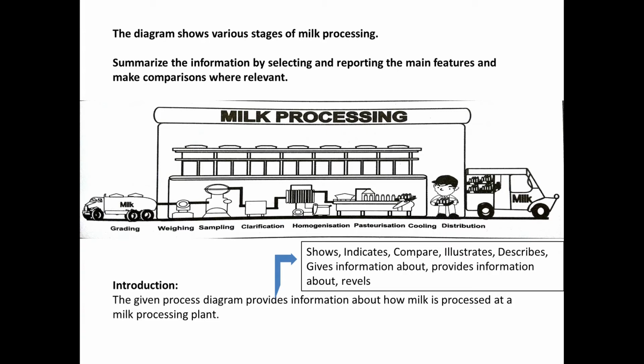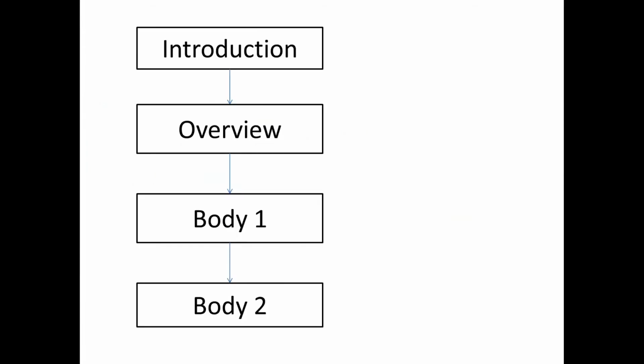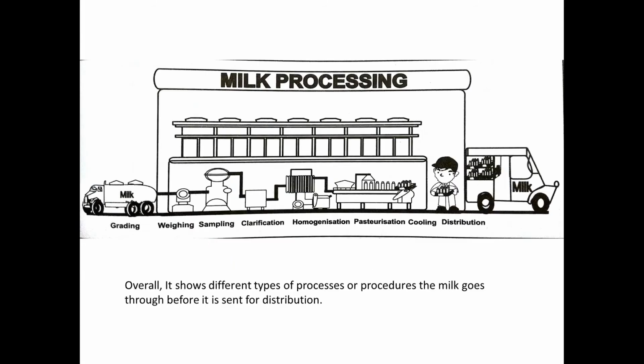So let's see the binary answer structure again and see what we have to do next. Here we have done the introduction. Let's see the overview. Now in the overview we have to just write the main striking feature of the diagram. Here we can write the number of stages, or we can write what it shows, like overall it shows different types of processes or procedures the milk goes through before it's sent for distribution. So we have just written what is happening here. So milk is going through different processes before distribution.